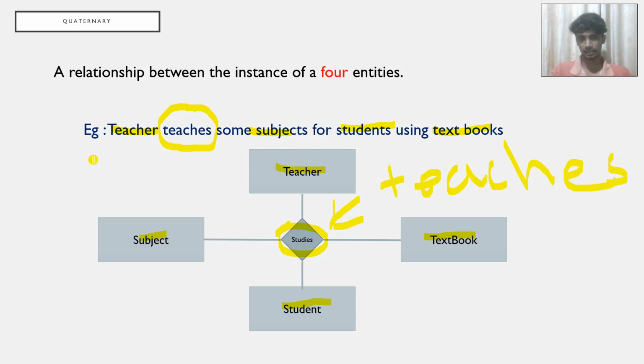Because as I said before, a simple line will not be enough to draw a complete ER model. So there will be some kind of confusion. So maybe you can define this quaternary as studies or maybe teaches. It depends on the context. But the idea is quaternary exists between four entities.